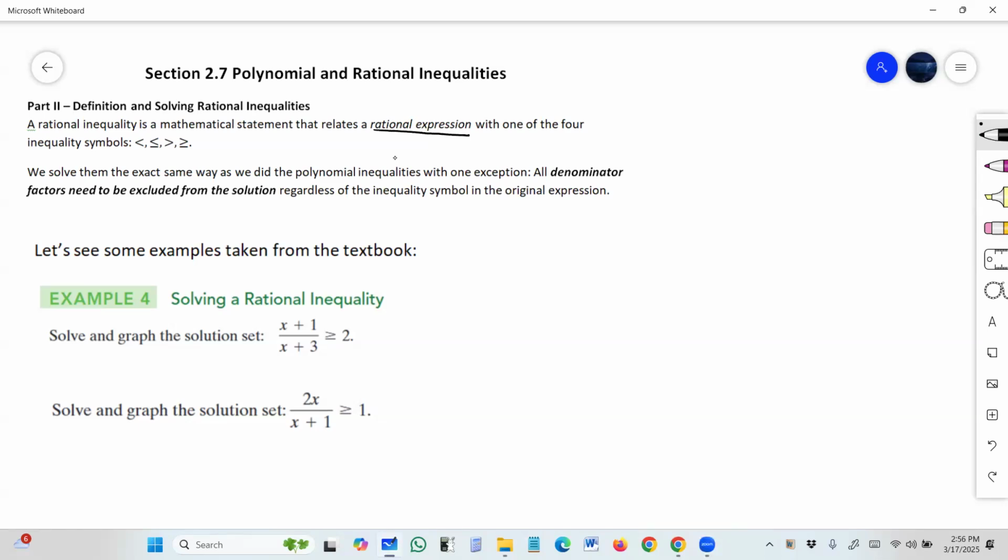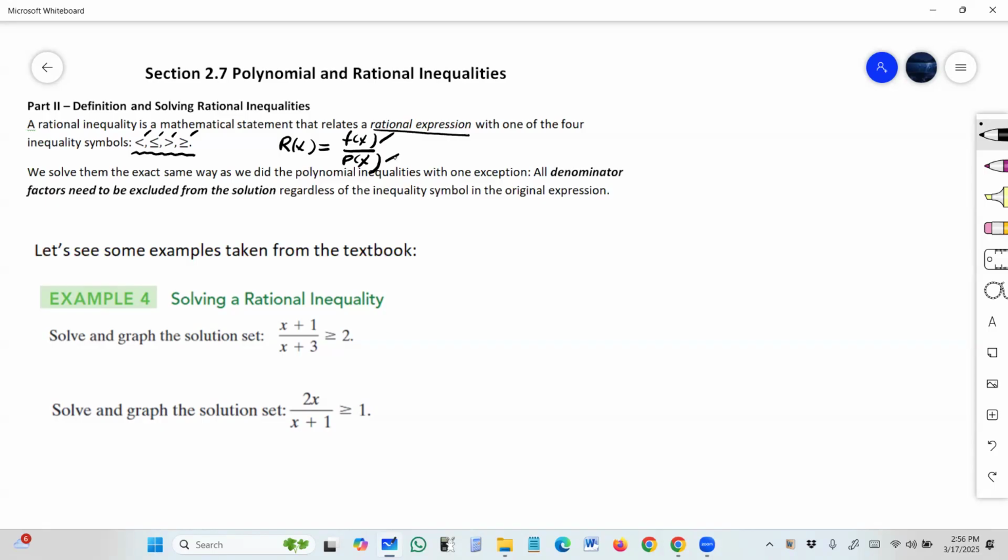So what is a rational expression? It's just a ratio of two polynomials. So if R(x) is a rational function or rational expression, it's just a ratio of two polynomials. So you have a polynomial on the numerator and you have a polynomial on the denominator. And because it's an inequality, instead of the equal sign, I am going to have again one of these four inequality symbols.